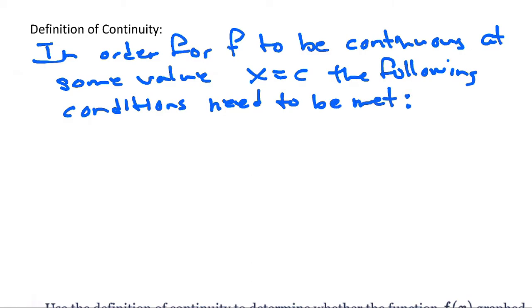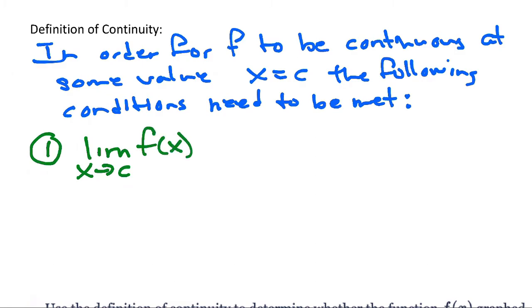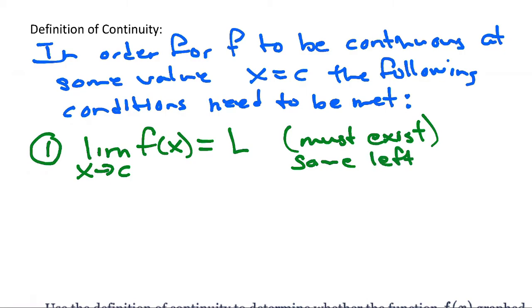Okay, so for a function to be continuous at some value x equals c, here are the things that need to be met. First of all, the limit as x approaches c of f of x must exist. And it really needs to approach the same value from the left and the right.